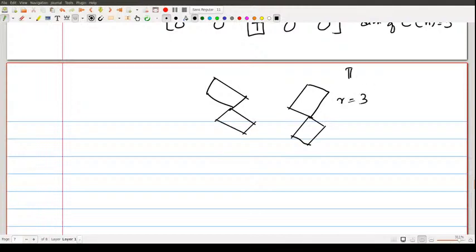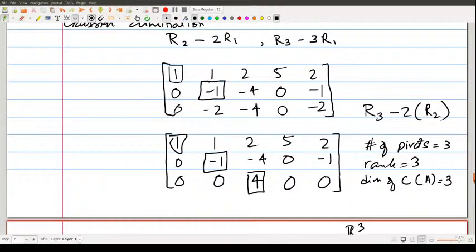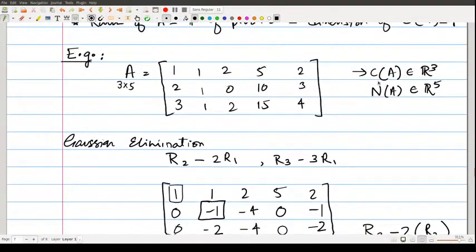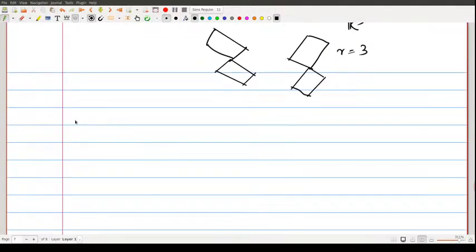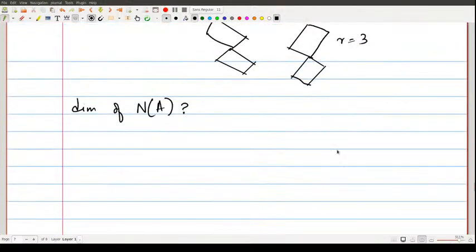We were in R3. Okay, and now the question is, what's the null space? What about the null space of A? It's going to be a subspace of R5. How do we check out the null space? What's the dimension of the null space? The way we find it is very easy. The null space is just the solutions to Ax equals 0. So we just solve this system.